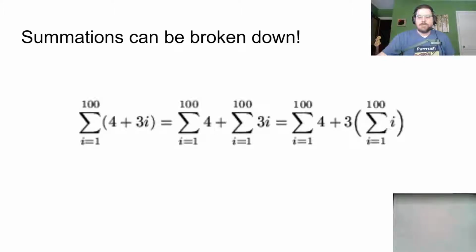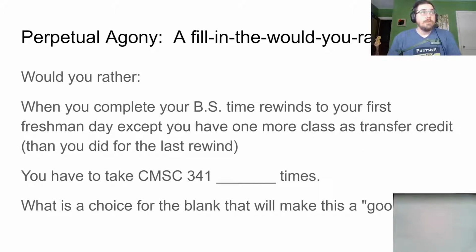Okay, so here we go. This is a special would you rather. This is a dangerously on topic and productive would you rather. Would you rather, when you complete your Bachelor's of Science, time rewinds to the first freshman day of class, except you have one more class's transfer credit than you did for the last rewind? Meaning, if I have to take, let's assume all classes are 3 credits and I need 120 credits, that means I have to take 40 classes.